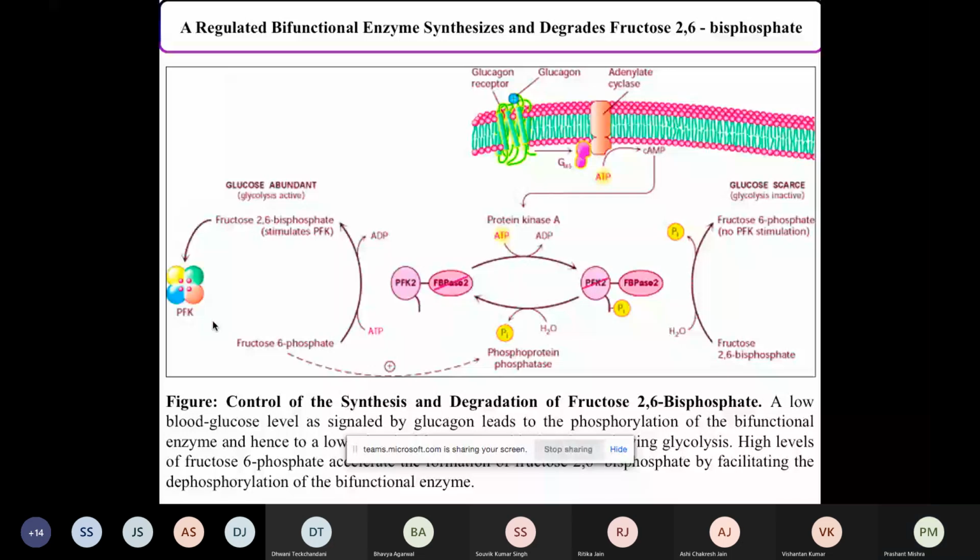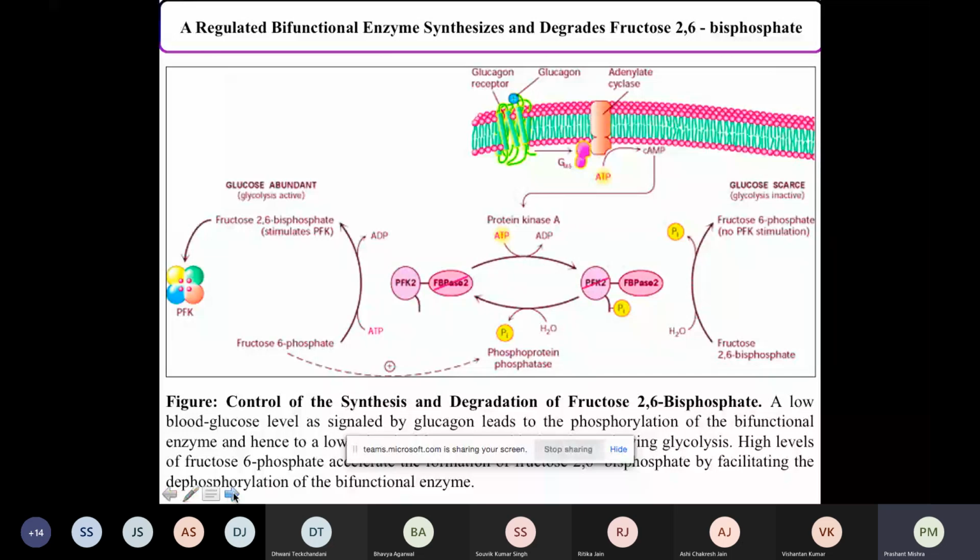That part is clear. On the other hand, when glucose concentration is low, the whole complex is inhibited. And if it is inhibited, whatever phosphofructokinase is already present in the system will be degraded. That will be forming fructose 6 phosphate. And once fructose 6 phosphate is present, it will not be activating the enzyme for further glycolysis. So it's as simple as that. It's not very complex, but it requires you to read and understand.